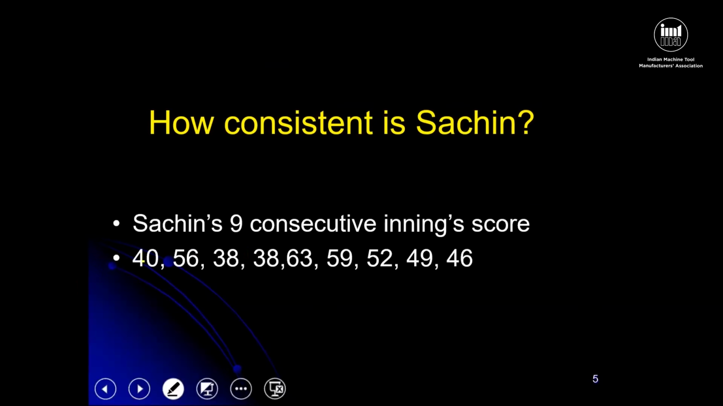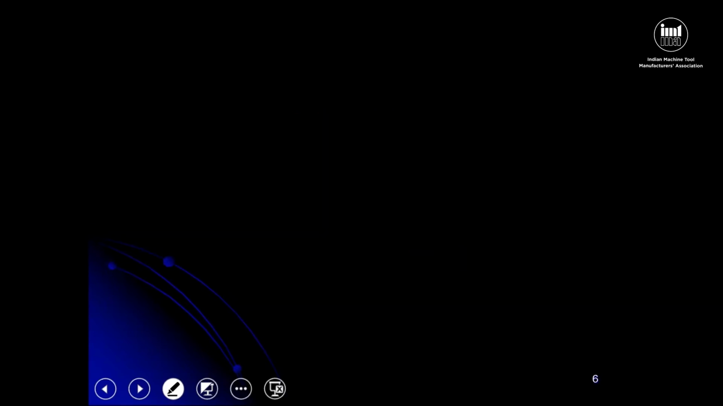So these are the various scores that he has scored, right from 40, 56, 38, 38, 63, 59, 52, 49, 46, etc. Now, suppose Sachin were to bat today. What is he likely to score today? This is the question that is in my mind. So one of the things that you possibly can do is say, okay, let me see what is the average of all these scores.